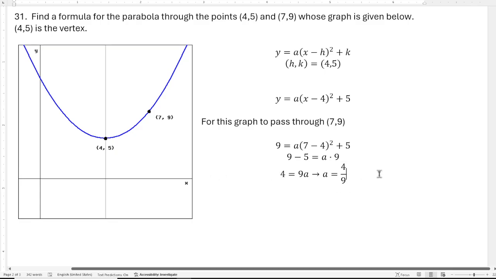Now it would be a terrible mistake to stop here, because the question is to find the formula for the parabola. The formula for the parabola is this one, right? So you want to replace this a by 4 over 9.